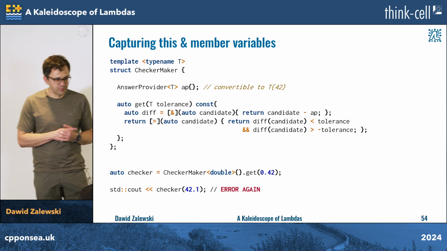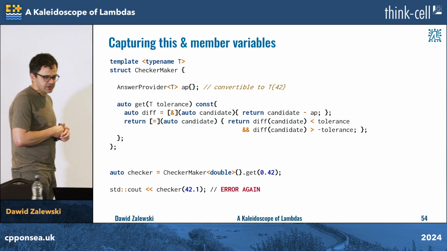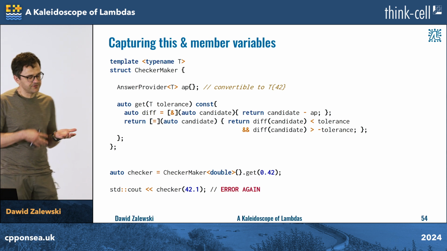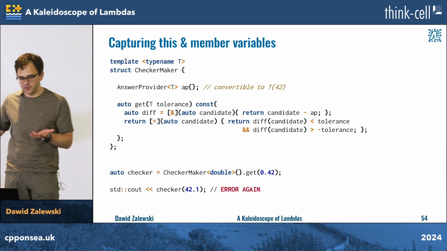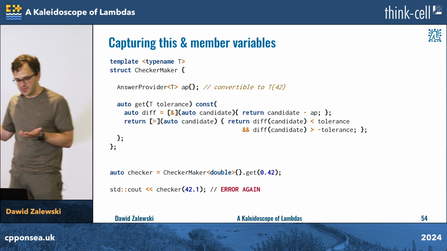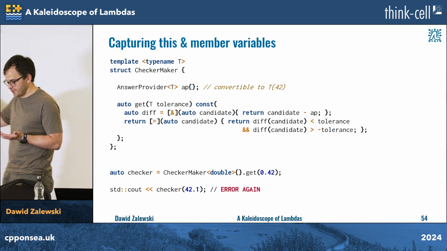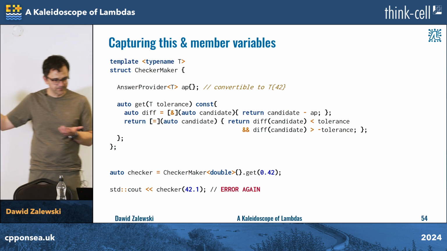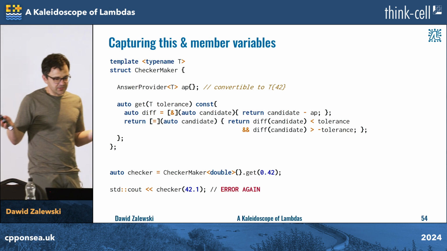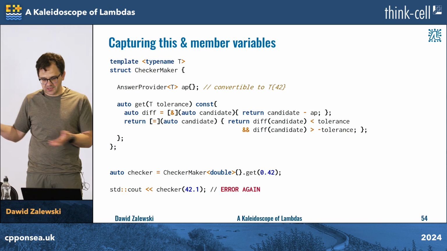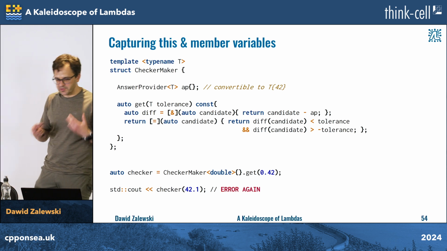Now the situation will break drastically if all of a sudden the checker maker itself ceases to exist at some point after we used it to generate the lambda. So even if you write a one-liner like checker maker get for with the tolerance of 10%, it's gone within this line. It's created, it's a temporary. You get the lambda, the checker maker is gone, and we get an error again.